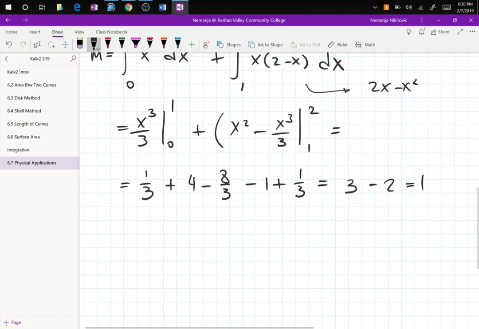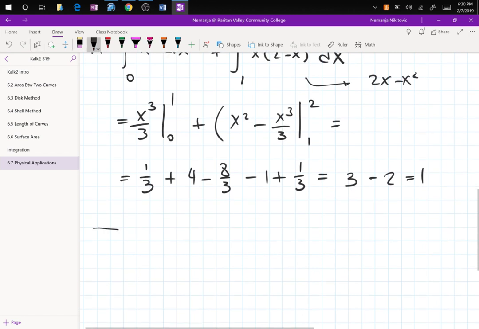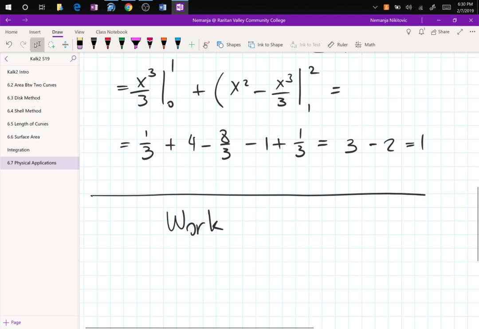But now we're going to talk about the work. So if you take the general physics, right, the non-calculus one, they will tell you that the work is equal to the force times distance. So you have to apply force over distance.